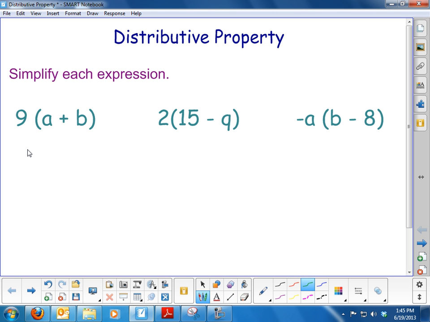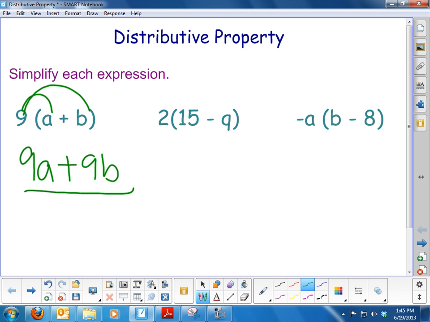So I use the distributive property. So I'm going to take my 9 and I'm going to make a little rainbow here. 9 times a is 9a. 9 times b, a positive b, is 9b. So now I ask myself, can I combine those two things? Are they like terms? No, they're not like terms, so I have to leave my answer as 9a plus 9b, cannot be simplified anymore. The next problem, the 2's on the outside.